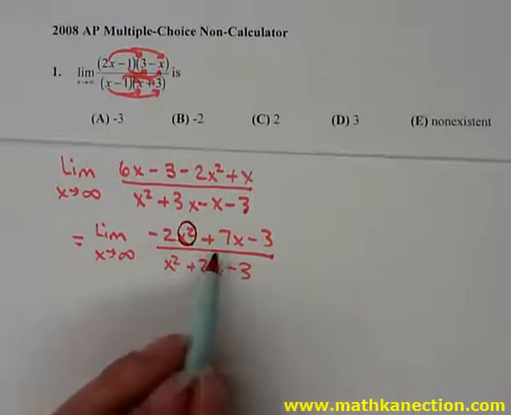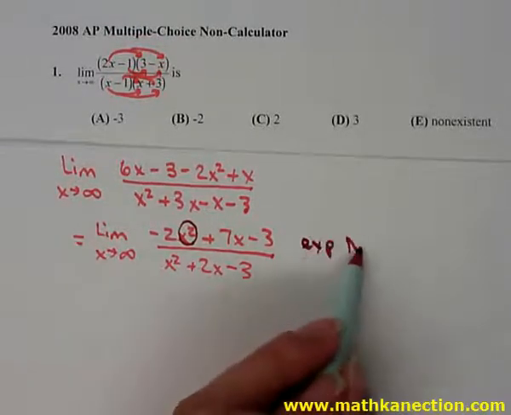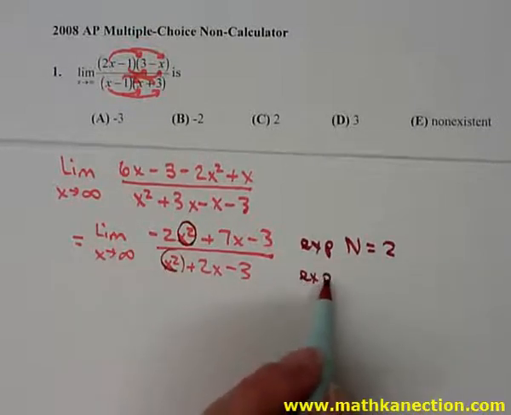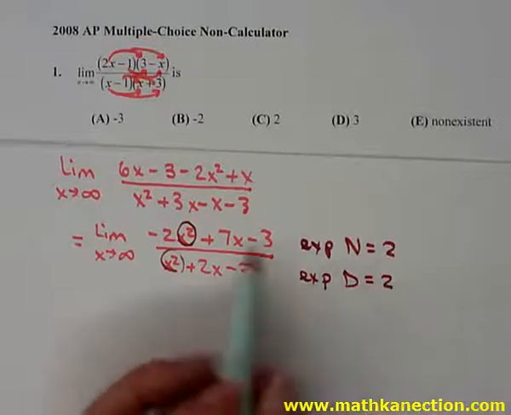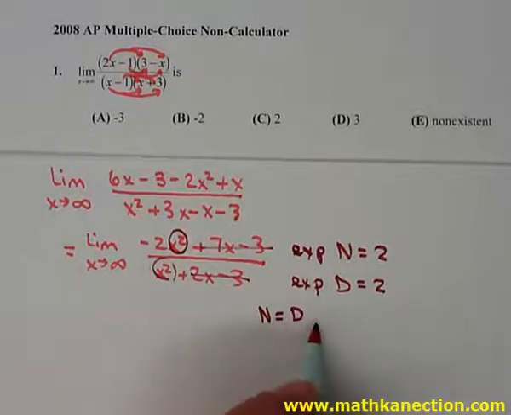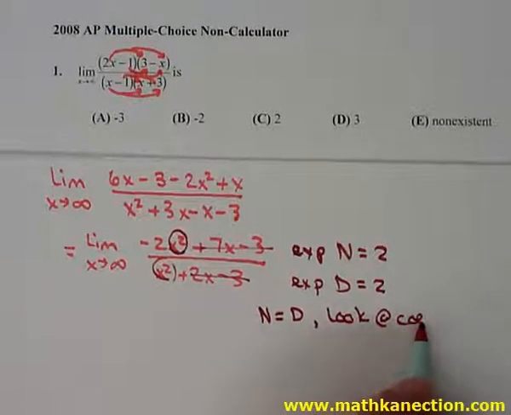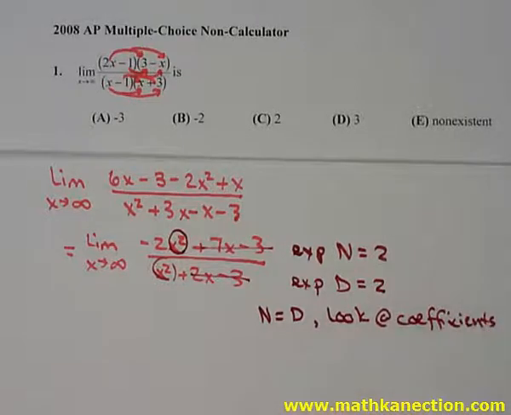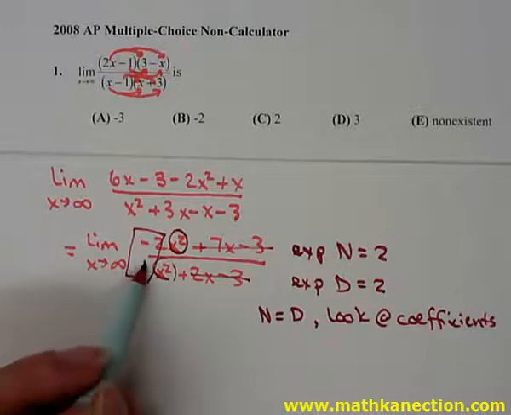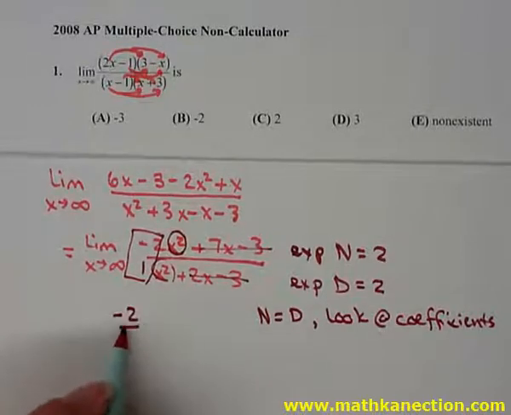The highest exponent in the numerator is 2, and the highest exponent in the denominator is also 2. Since the highest exponent of the numerator is equal to the highest exponent of the denominator, we look at our coefficients when we're taking a look at the limit as x approaches infinity. We'll be using the coefficient of -2 from the numerator and 1 from the denominator. So that gives us letter choice B.